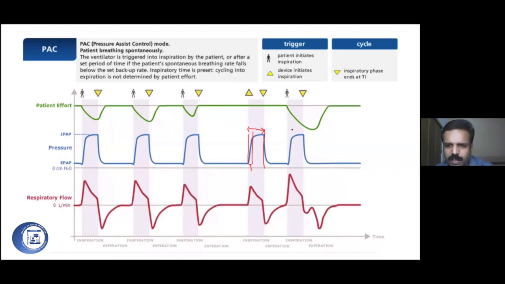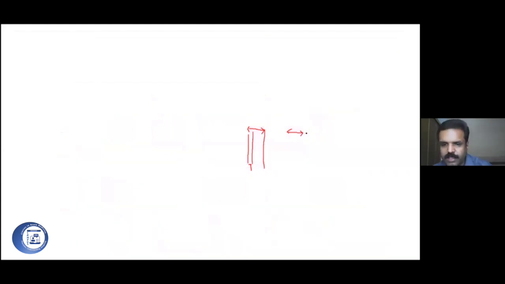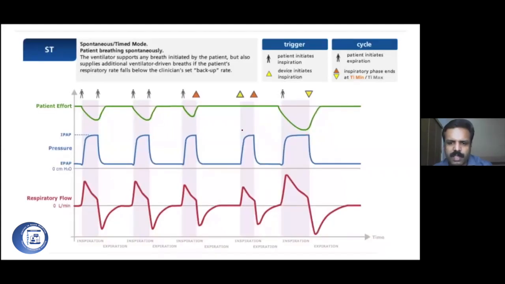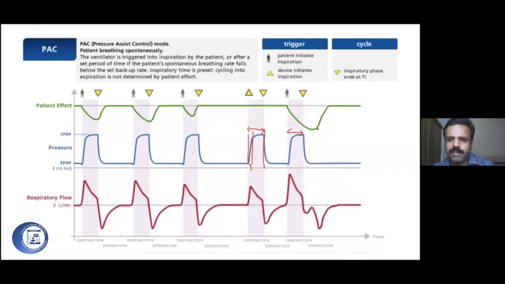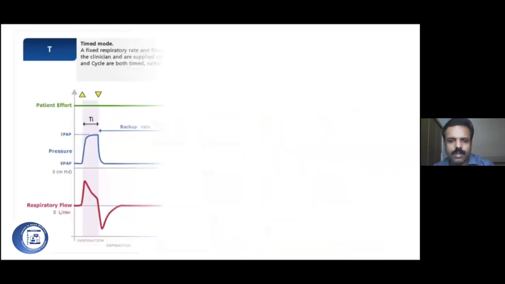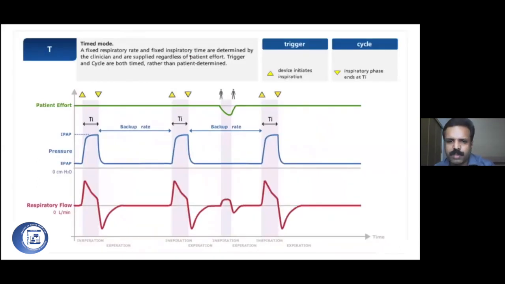This is always constant. Your TI is always constant. In ST you can see your TI is not constant. Here this is the TI. Depending on the patient effort, the TI will be varying. That is because here the inspiratory phase depends on TI minimum, but here this is different. The inspiratory phase ends at TI. Clear? Okay. So now we will go to the time mode, which we have already explained.